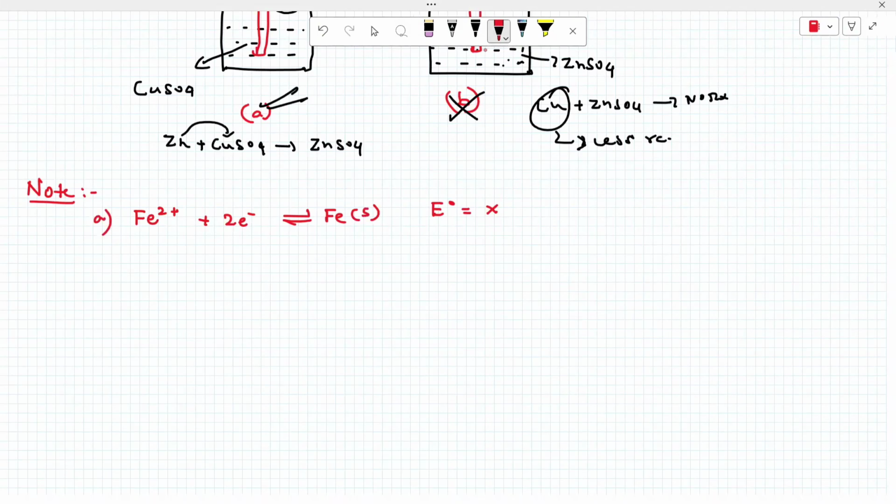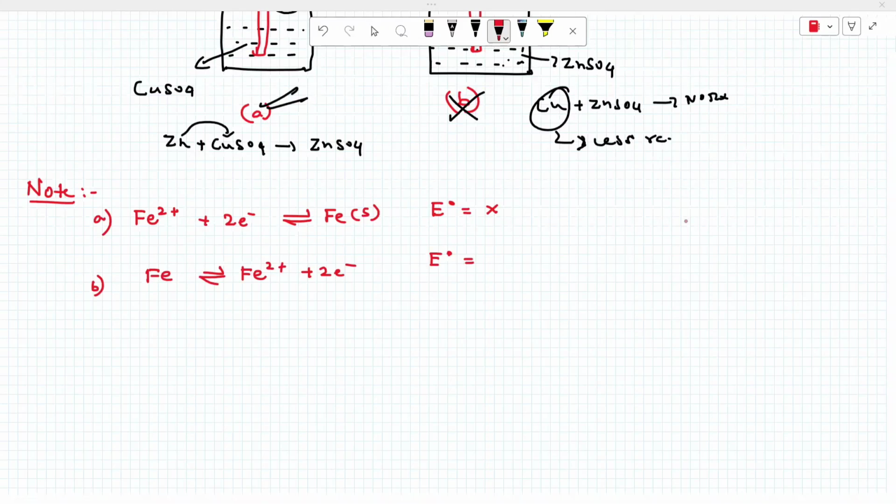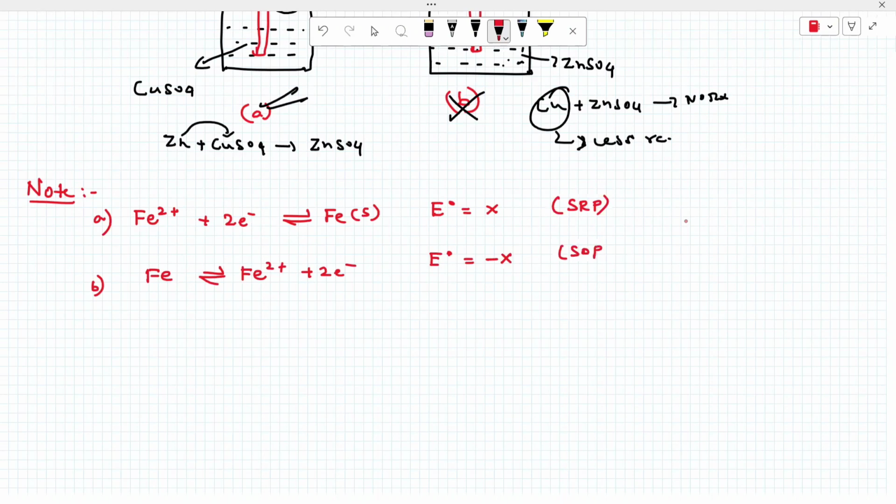This is reaction A. Now this is reaction B. What is the reaction now? Fe gives Fe2+ and 2 electrons. Tell me what is the E naught cell value? First, what is the value of this cell? Yes, minus x. Why minus x? Because this is SRP and this is SOP. If they give SRP and you want SOP, you have to change the sign. Only the sign of the value changes.